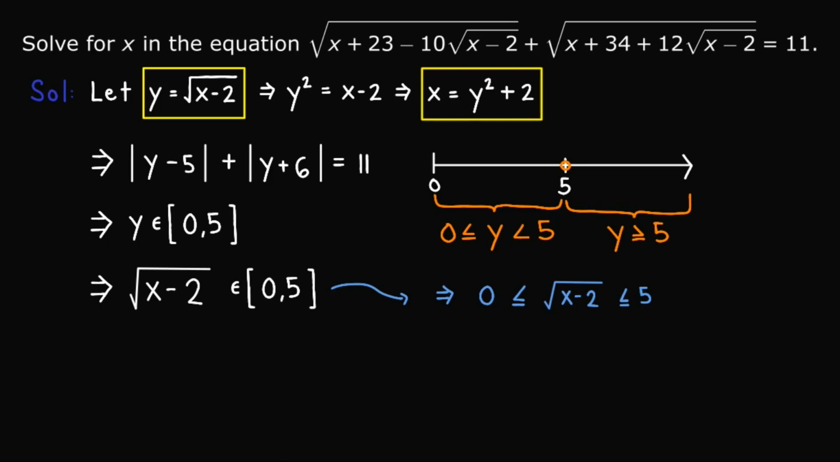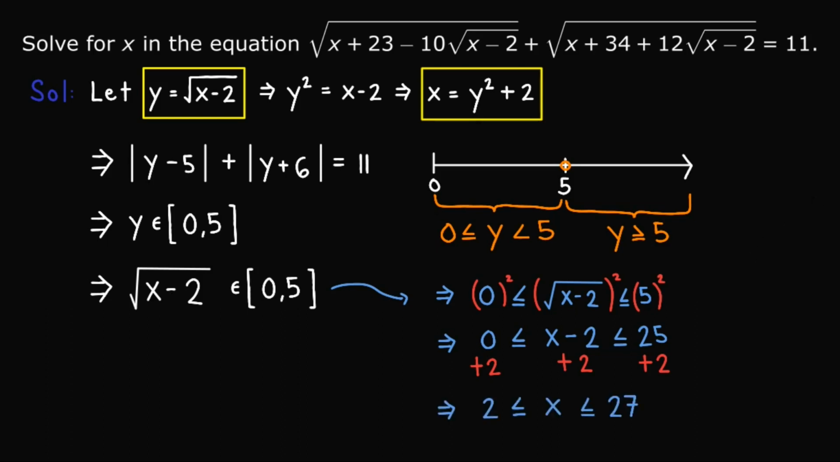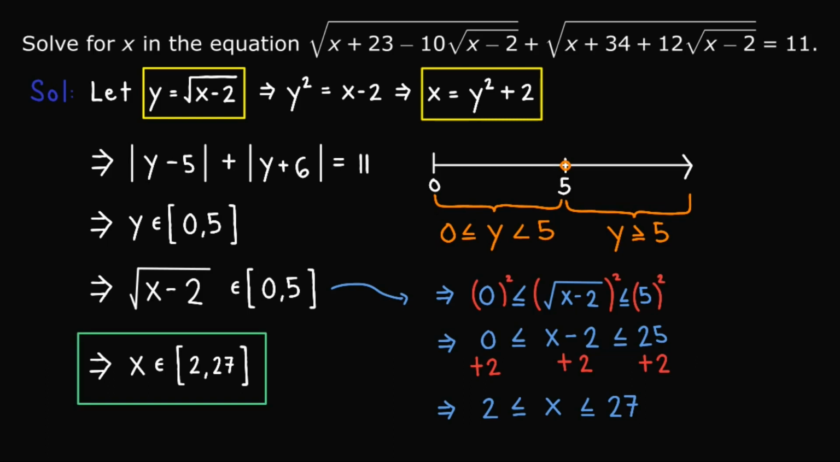Then we can start by squaring every part of this inequality. So we'll get 0 to 25 for x minus 2. Take note that we squared this one to remove the radical. Then, since we want to obtain x, we can add 2 to all sides of the inequality to get x from 2 to 27. Given this one, we can now conclude that the solutions for this equation is given by x in the interval from 2 to 27, with both 2 and 27 included. And this out here is our final answer.